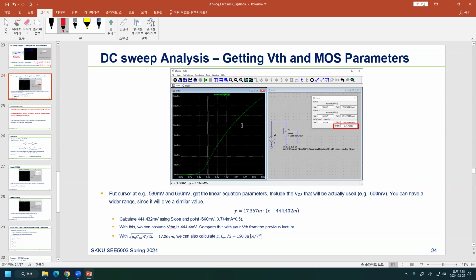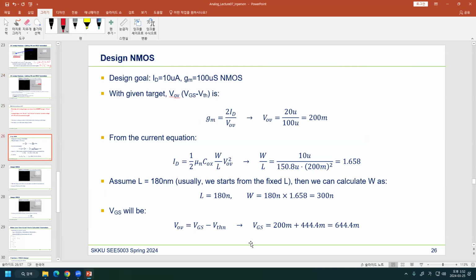So assuming you keep doing what you're doing, in page 24, the purpose is that we want to get this VTH by using this, and also this mu and COX value. That's our purpose here. And once we get it, we can design NMOS. So for example, when we design NMOS in an analog circuit, the requirement is like, we're going to use this amount of current, and sometimes we want GM, but also sometimes we want V overdrive, because overdrive is related to the voltage headroom.